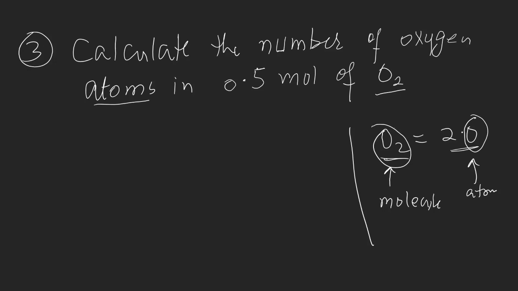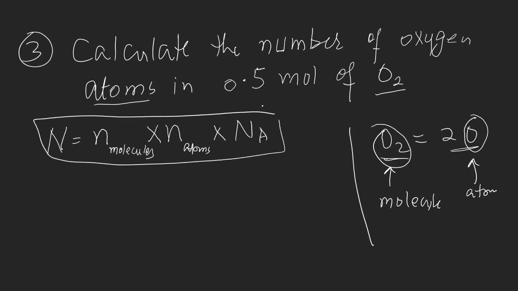So we need to remember that, and we can slightly modify the formula. If you want to find the number of atoms, first of all, you need to have the moles of the molecules, and times it by the moles of atoms in that molecule, and then Na. So we slightly modified the formula.